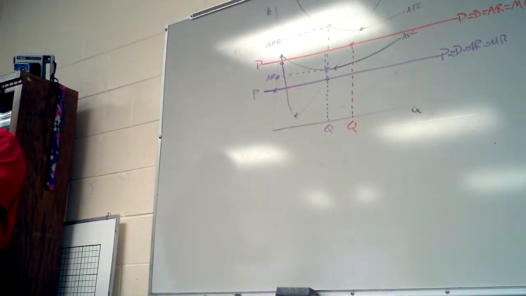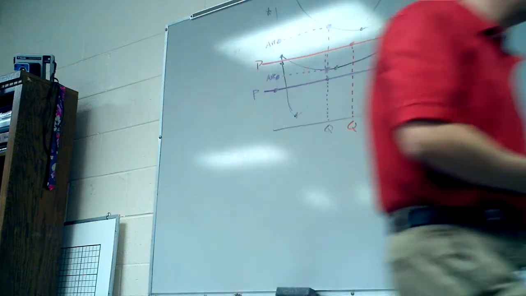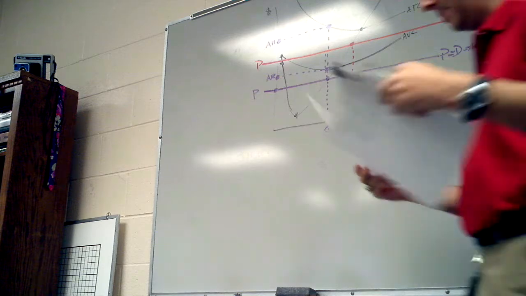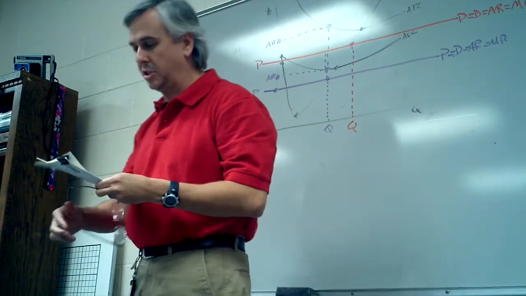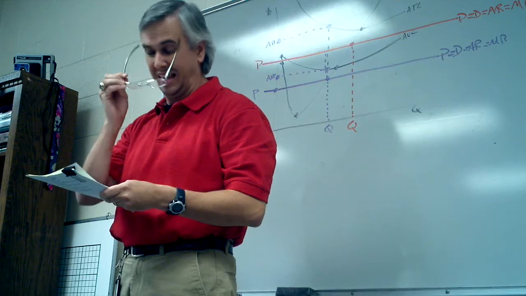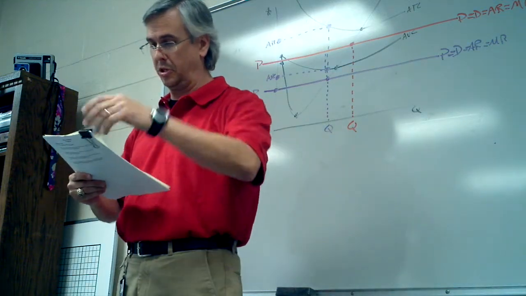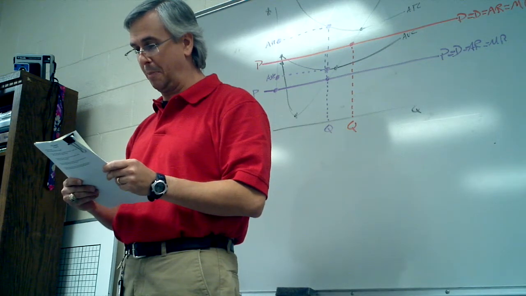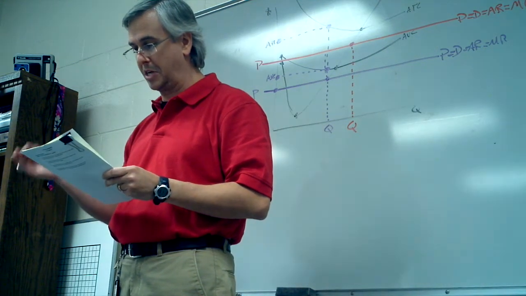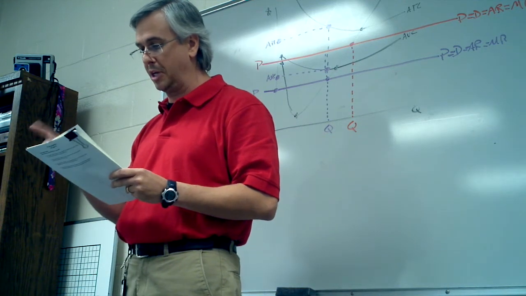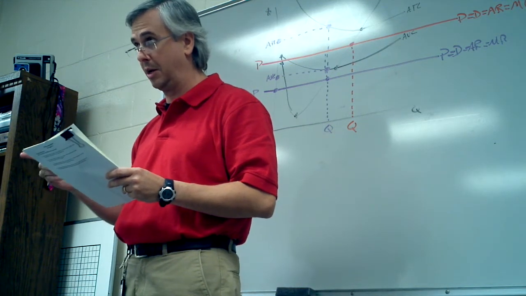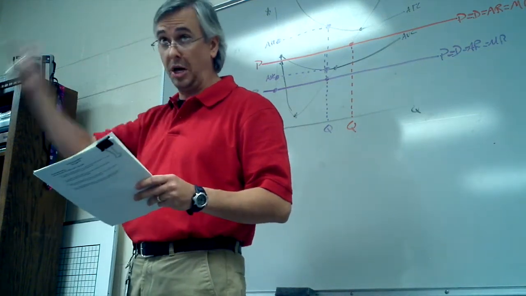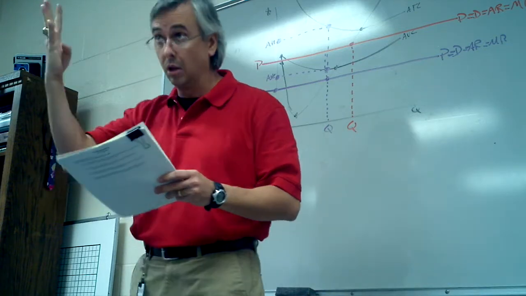Well, let's consult the review sheet for a moment, shall we? I'll read from the top left of the review sheet. You must be able to draw the market and firm graphs for perfectly competitive firms in all three positions: profit maximization, loss minimization, shutdown, and show how these markets transition to long-run equilibrium. Which means you got to show loss, shutdown, profit, and long run.